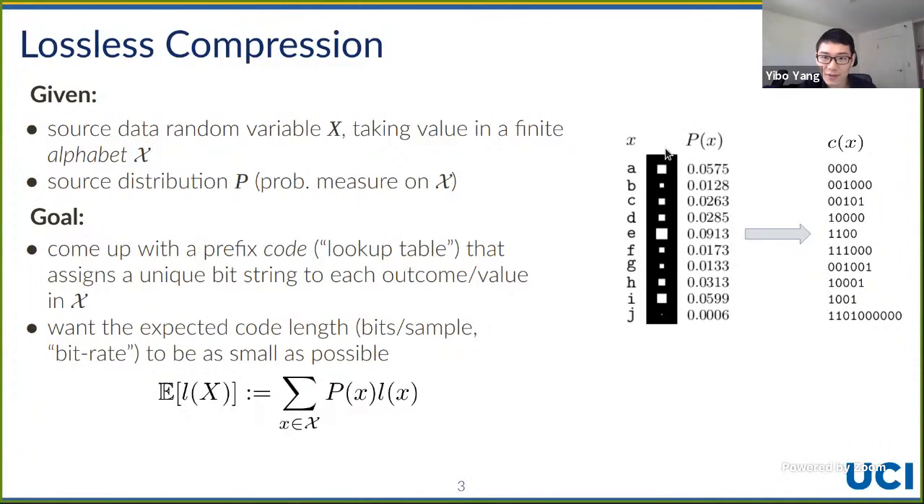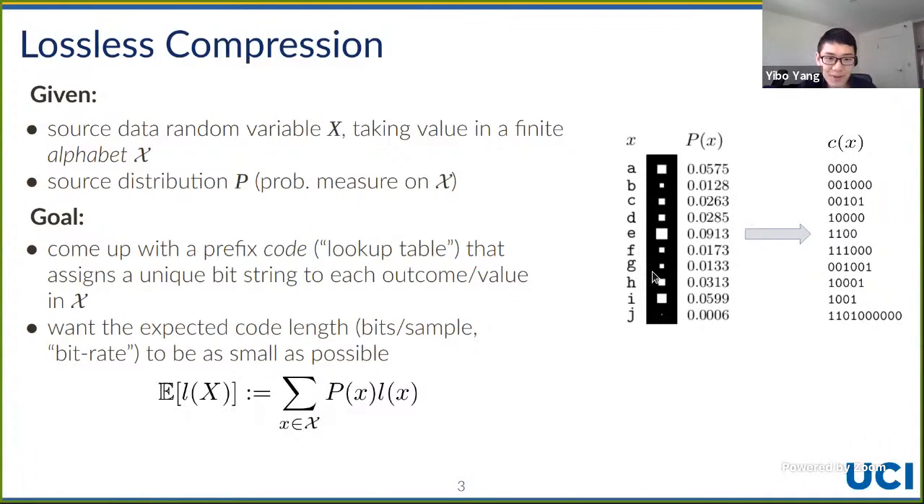Here's a visualization of what we're working with, which is a random variable that takes value in some set, each with a probability value. What we want to come up with is what's called a code, basically an assignment to each value in the alphabet of a bit string, such that the encoder and decoder can just use this lookup table to convert symbols to the bit string and the bit string back to the symbol.